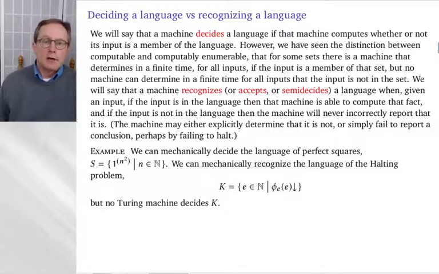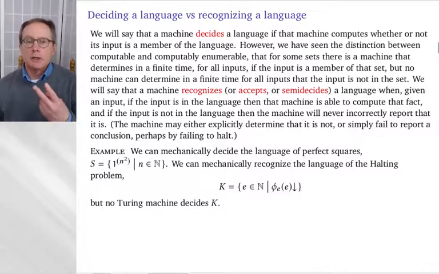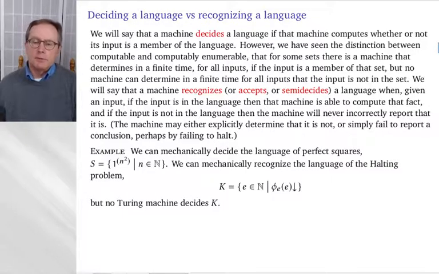Okay, and then last slide for this video. I want to draw a distinction between two things about a language, about what a machine does with a language. So we say that a machine decides a language. We've already talked about this. A machine decides a language if that machine computes whether or not the input is a member of the language. So you might, for example, have a machine that if you give it an even number, it outputs 1. If you give it an odd number, it outputs 0. And we would say that that machine decides membership in the set of even numbers. You could have a machine that decides membership in the set of prime numbers, or a machine that decides membership in the set of roots of some fixed polynomial.